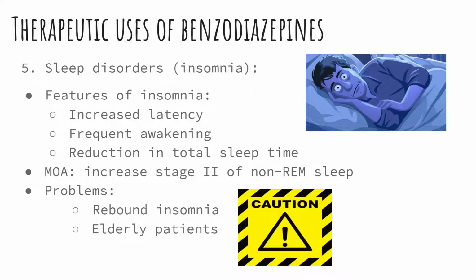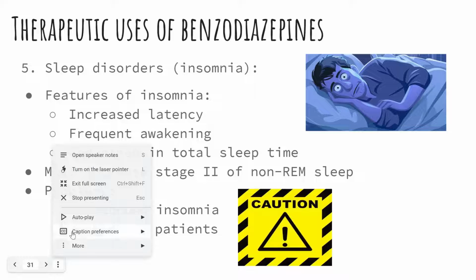The second feature, which is very common, is frequent awakening. This means that the patient may be able to fall asleep quickly, ولكن they're going to keep waking up in the middle of the night again and again. Their sleep is going to be interrupted, and they're not going to be able to fall back asleep every time they wake up. So this is a very big problem. And of course, there's a general reduction in the total sleeping time.